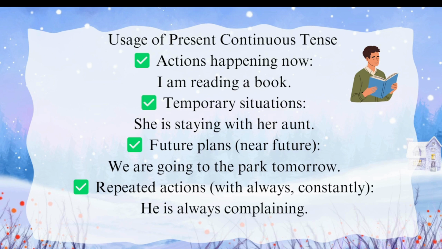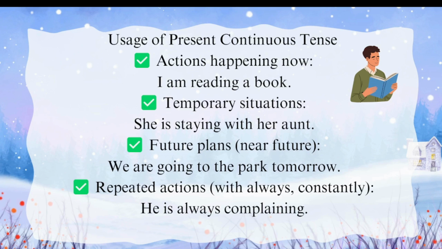So the present continuous tense is also used to talk about planned future actions. Future actions which have already been planned. Even to talk about such actions we use the present continuous tense. For example, we are going to the park tomorrow and she is meeting her friend this evening. I am visiting the doctor at 5 p.m. These are some of the examples of planned future actions expressed in the present continuous tense.